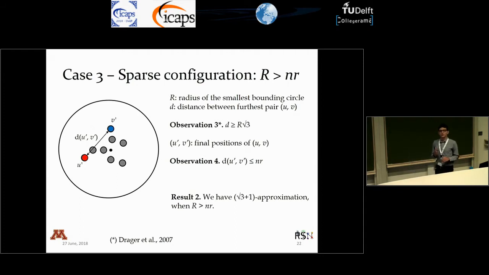And also from the definition of connectivity, we know that in the final configuration, the distance between 2 robots cannot be any more than n times r. So then, using these 2 observations, we show that we have a constant factor approximation for sparse configurations.